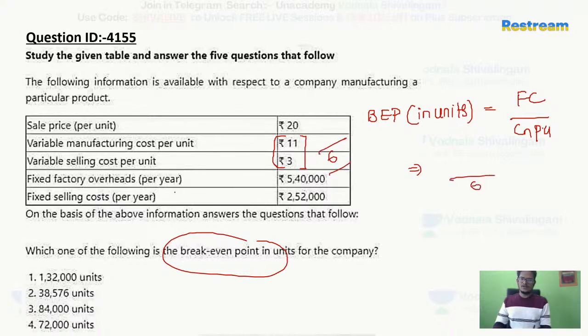So 6. Total fixed cost is 7,92,000, divided by 6. 6 ones are 6, 6 threes are 18, 6 twos are 12. So 1,32,000 units is the correct answer. Option A.